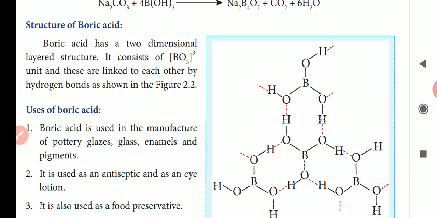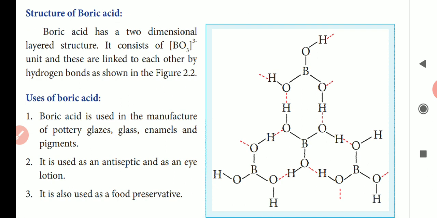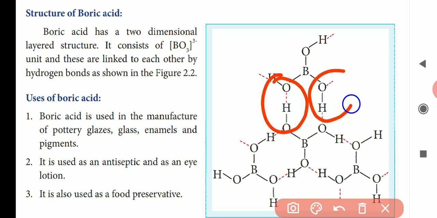Now, the structure of boric acid. Boric acid has a two-dimensional layer structure. It contains BO3 3- units, which are linked to each other by hydrogen bonds. They are all bound together by hydrogen bonding, giving a two-dimensional layer structure.